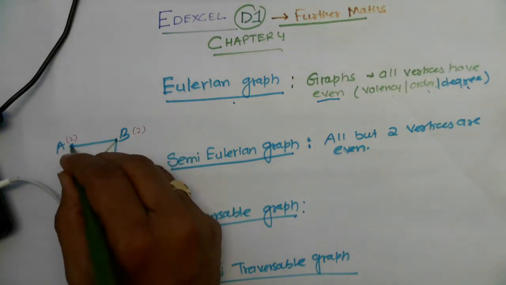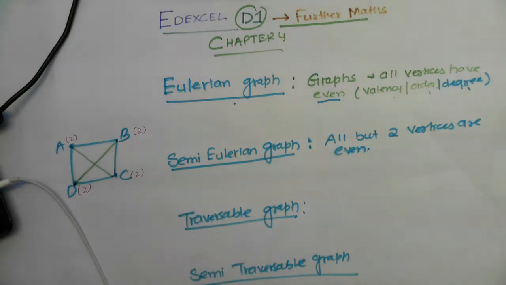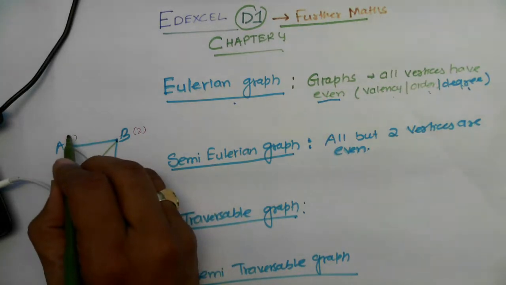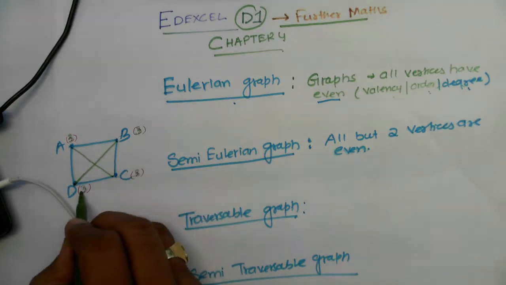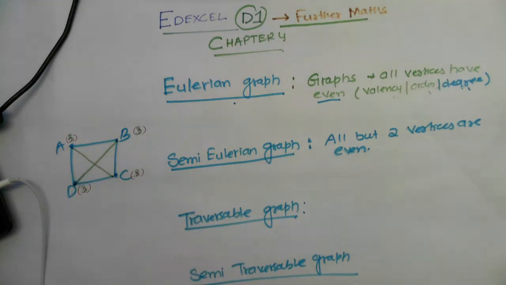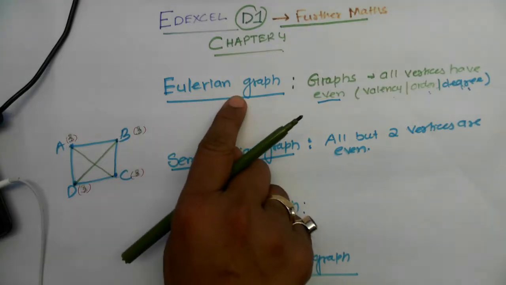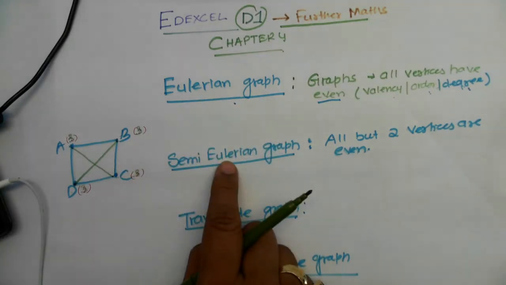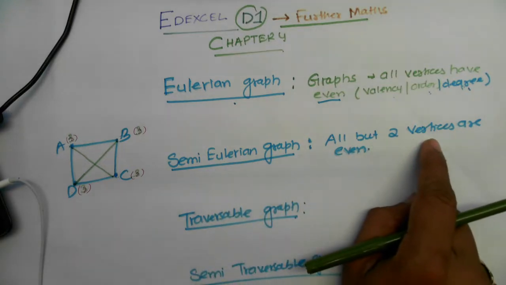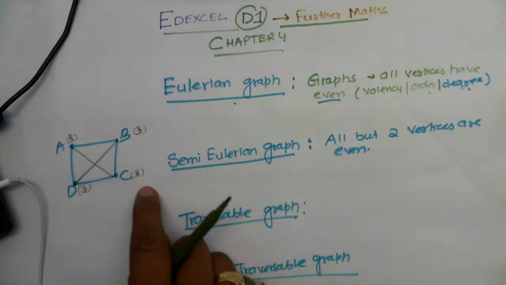Okay, now make these two edges as well. Now let's see what the degrees are here, guys. This is 3, 3, 3, 3. These are the valences, or the degrees, of these vertices. So this graph is not Eulerian because every vertex is not even. This graph is not semi-Eulerian because only two vertices have to be odd in semi-Eulerian, but we've got 4 of them.